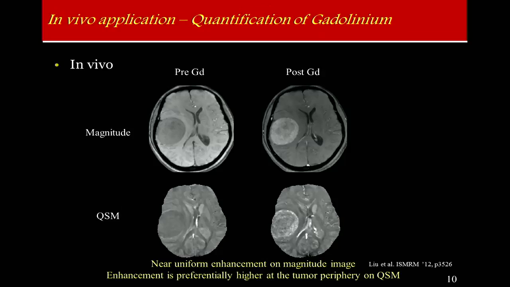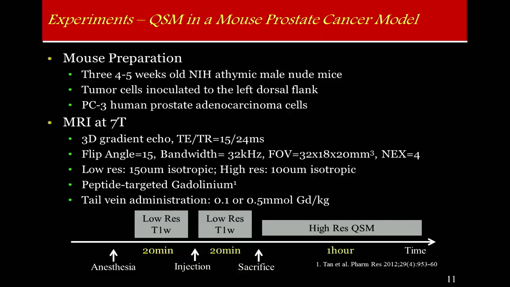One advantage of QSM is that it can provide quantitative numbers for the concentration of the gadolinium. We quantified that the periphery is on the order of about 200 micromolar, and in the middle it is about 20 micromolar. So these are the results from some of the previous studies.